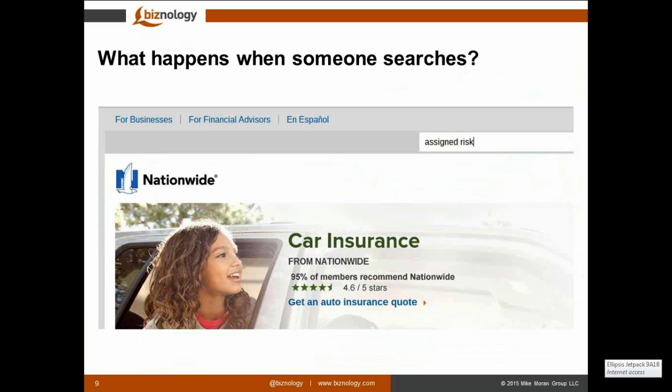And for most of us, we would hope that we're not the searcher searching for assigned risk, because what that means is that your driving record has put you in a pool of people who have fairly expensive insurance because you have kind of shown that you get into a few too many accidents, or you've picked up a couple of tickets. And so what you're expecting when someone searches for assigned risk is to find some information about how Nationwide Insurance would be able to help you if that's the situation you find yourself in.